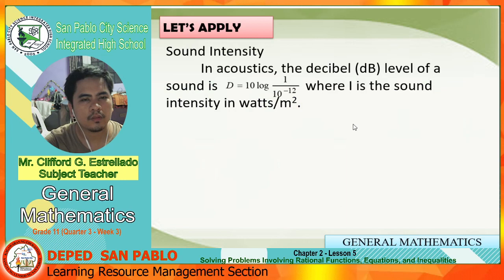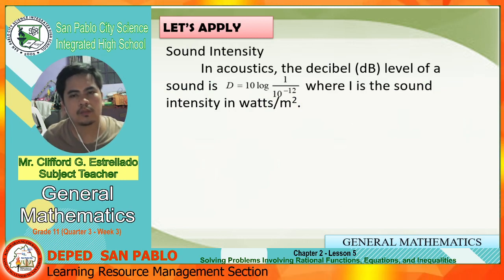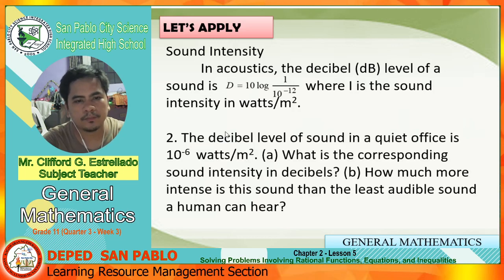Next, the sound intensity. In acoustics, the decibel level of a sound is D is equal to 10 times logarithm of I over 10 raised to negative 12 to the base of 10, where I is the sound intensity in watts per square meter. So, the sound intensity in a quiet office is 10 raised to negative 6 watts per meter squared. What is the corresponding sound level in decibels? And how much more intense is the sound than the least audible sound a human can hear?